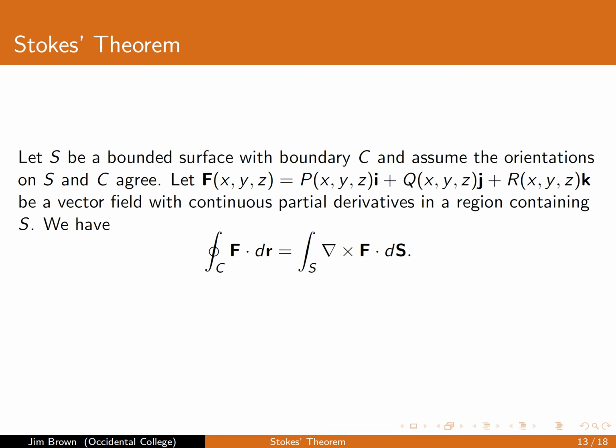Now we can go ahead and state Stokes' theorem. Let S be a bounded surface with boundary curve C, and assume those orientations agree, just like we said before. It means our right-hand rule works out. We take our vector field, and we assume that P, Q, and R have continuous partial derivatives in some region containing S. So basically, we have nice functions here. Then the line integral of f dot dr around C is the integral over the surface of the curl of f dotted with the normal vector to the surface.